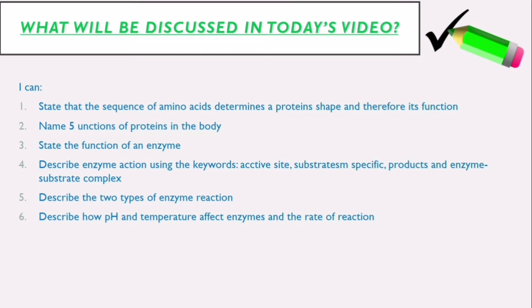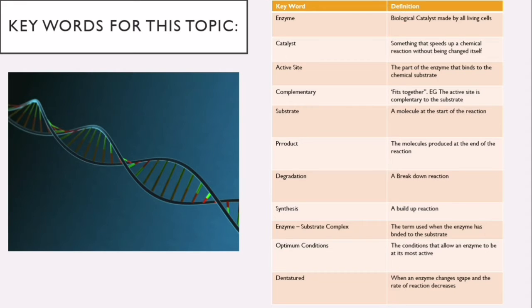So first of all, like every single episode that we've spoken about in the National 5 unit, we have got a keywords list. So we have got an enzyme, which is the biological catalyst made by all living cells. A catalyst is something that speeds up a chemical reaction without using up itself. The active site is the part of the enzyme that binds to the chemical substrate.